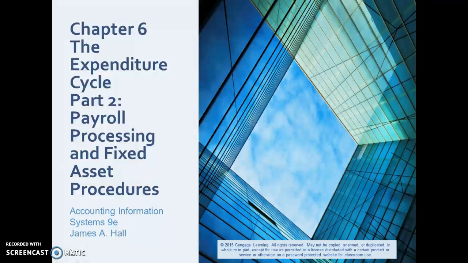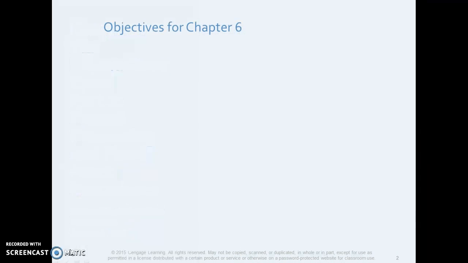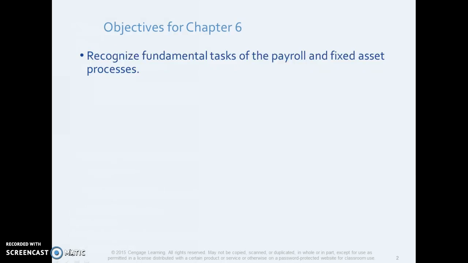This video will be about chapter 6, the expenditure cycle. And it's part 2, payroll processing and fixed asset procedures. I remember in the first post that we talked about each other, this was a topic that a lot of people said they wanted to learn more about. So what are our objectives for chapter 6?